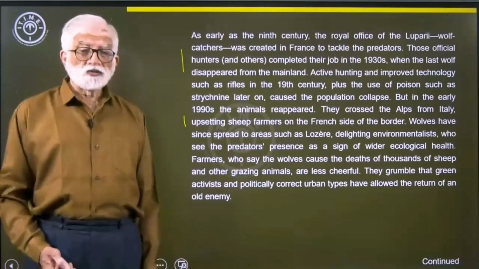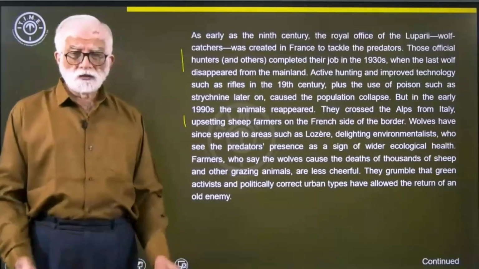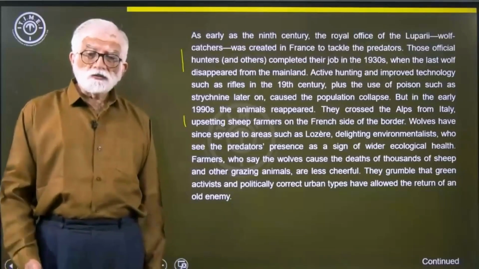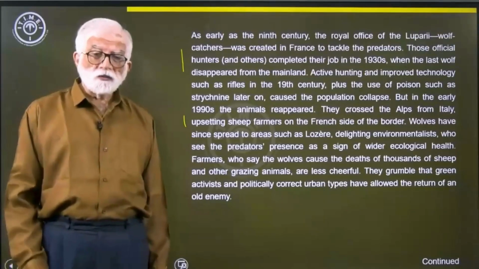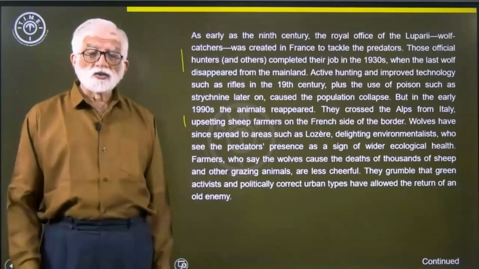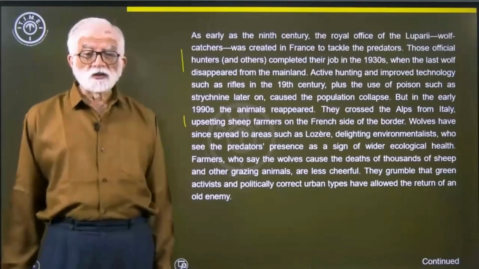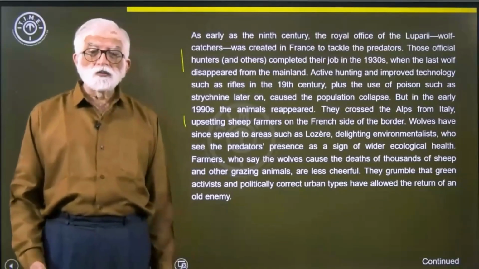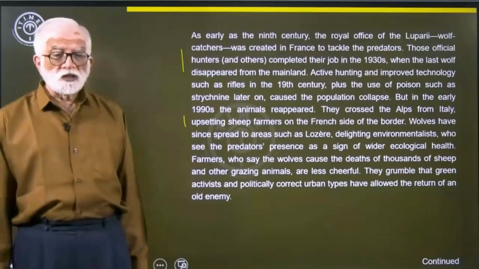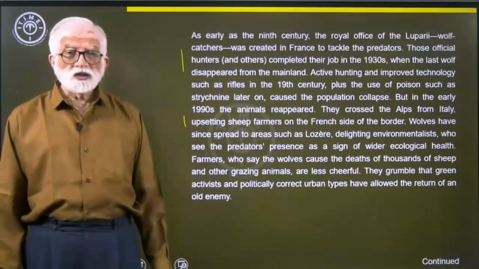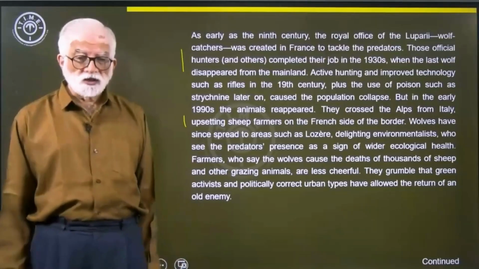They crossed the Alps from Italy, and the Alps we know are the mountain range that actually borders northern Italy. They crossed the Alps from Italy, upsetting sheep farmers on the French side of the border. Wolves have since spread to areas such as Lozère, which is this location we started talking about, delighting environmentalists, that means delighting those who are hoping to protect nature, who see the predator's presence as a sign of wider ecological health. So they look at it as nature somehow re-establishing herself.